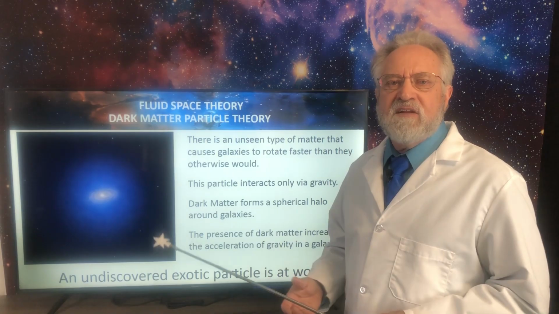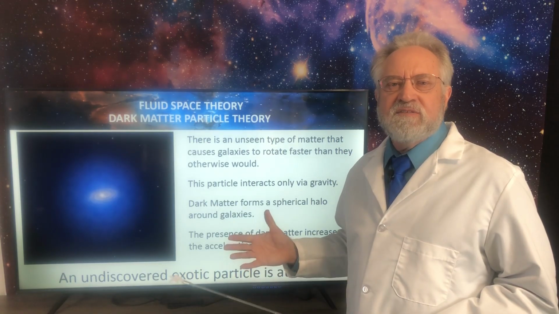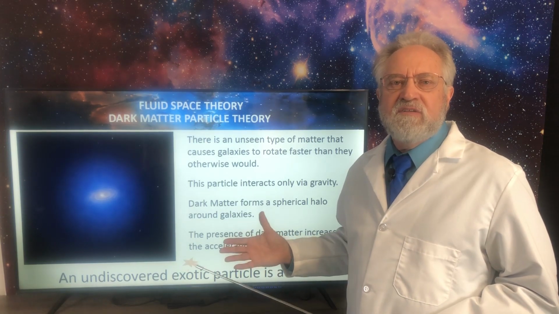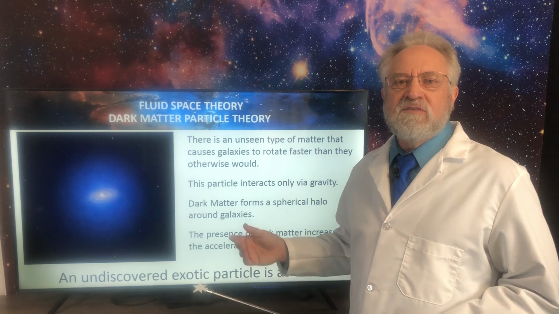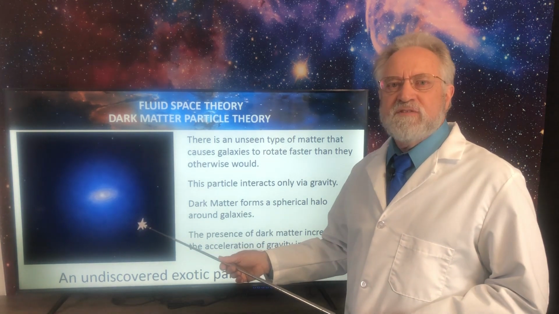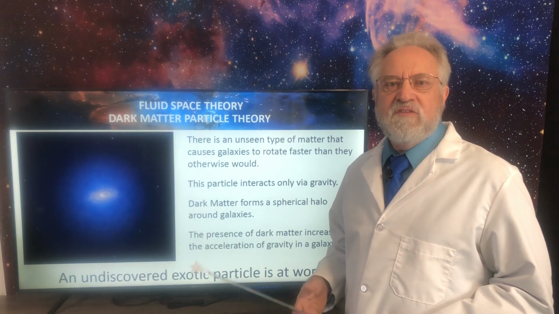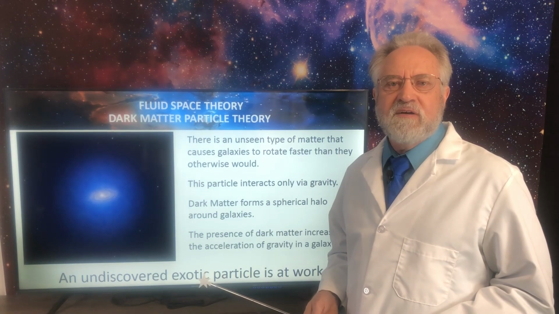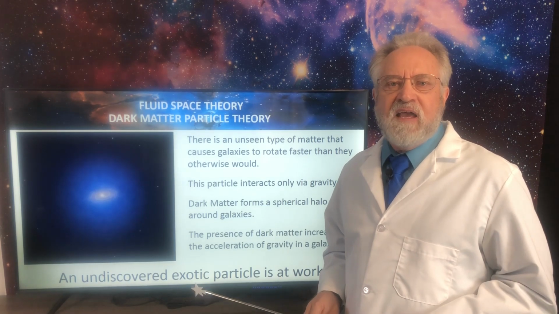And a lot of work has been done in that. But to me, the spherical halo is a big flag saying you're dealing with a field. Gravity fields project spherically. So MOND and fluid space theory automatically show a spherical halo. No more explanation is required. So they win the argument on the simplicity case in that respect.